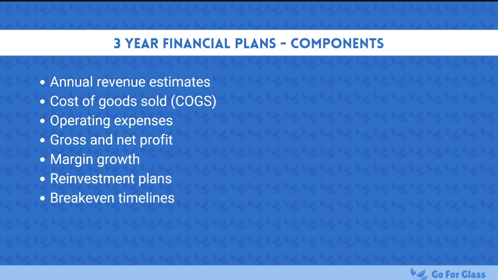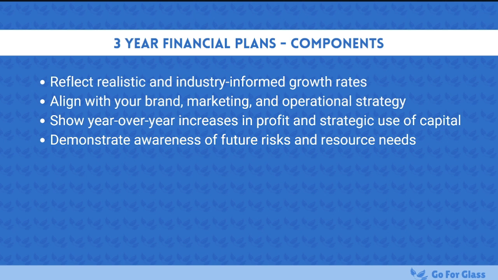For it, include the following core elements: annual revenue estimates, cost of goods sold, operating expenses, and gross and net profit. You may also include margin growth, reinvestment plans, and break-even timelines. This section allows judges to assess whether your business can grow responsibly and maintain financial stability. Strong projections should reflect realistic and industry-informed growth rates. Judges can tell when you're not basing these in reality, and saving money in your budget isn't worth docked points.